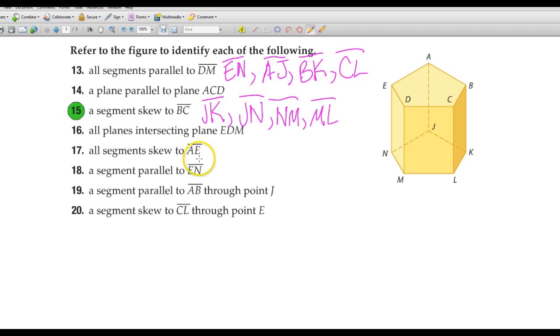Number 17, all segments skew to segment AE. Okay, so segment AE is here. We want all the segments skewed to that. So all of the segments basically on the base of this prism, except for the one that's parallel to it.